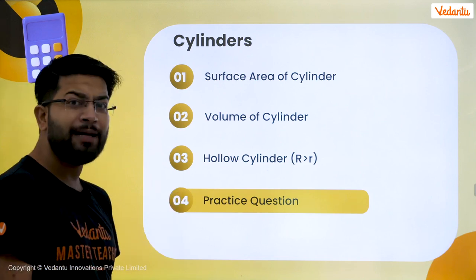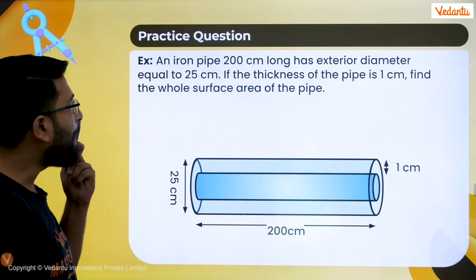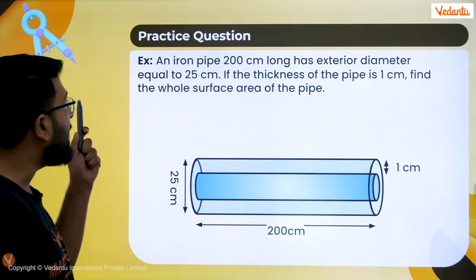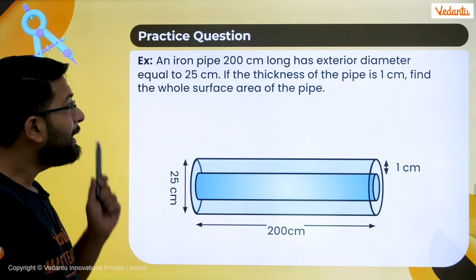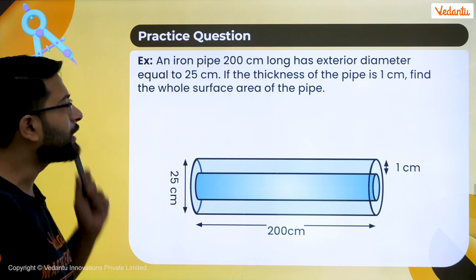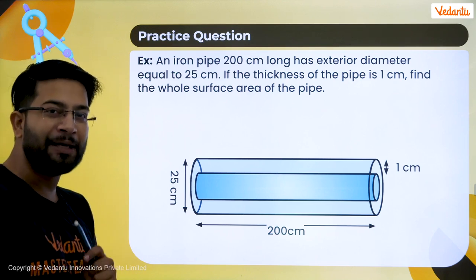Very good. So now champ, let's see some questions also. So look at the first one. An iron pipe 200 centimeter long has exterior diameter equal to 25. If the thickness of the pipe is 1 centimeter, we have to find the whole surface area of the pipe. First of all, the task is to find out the inner radius.